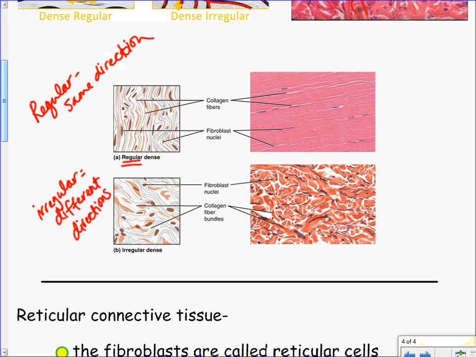All right, so here they're all running in this, generally, except for a couple of hiccups here, generally all running in the same direction. Collagen fibers, and then you can see the cells again. Here's some fibroblasts. Here would be the irregular. This is the stuff that's in the dermis, right below the epidermis in our skin. And it's still fibrous. There's lots of cords of fibers here. They're just running in different directions now. Still has the fibroblasts, still has the collagen fibers, the only difference between regular and irregular is the direction that they run.